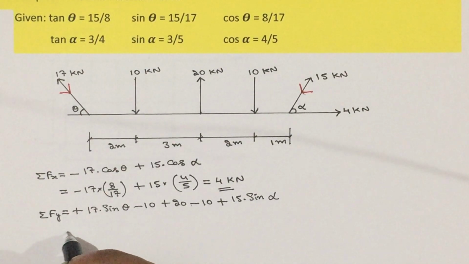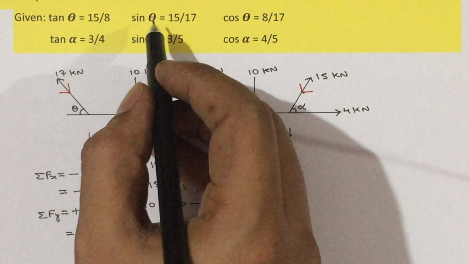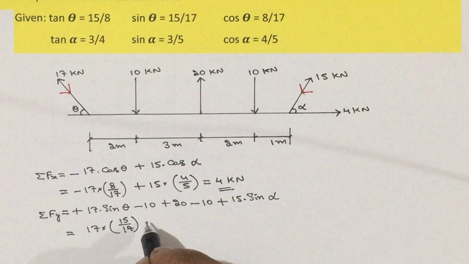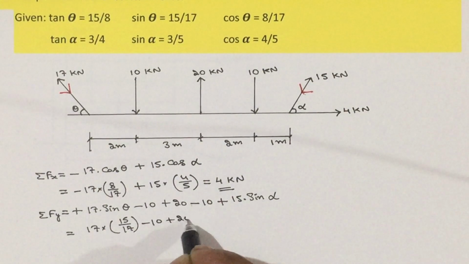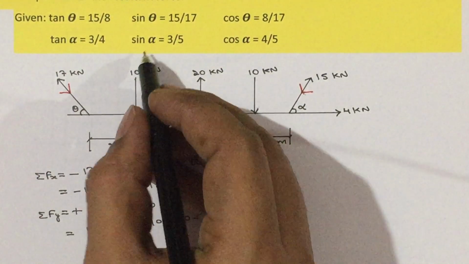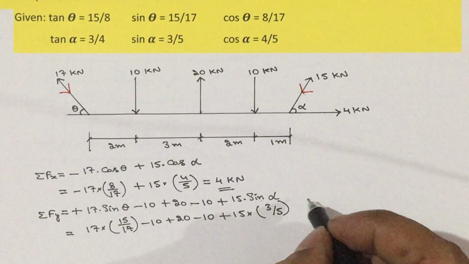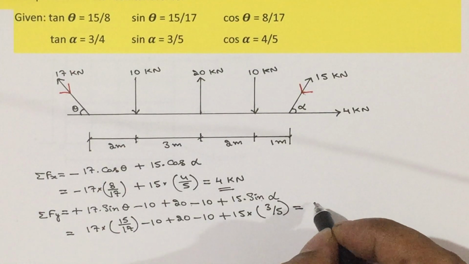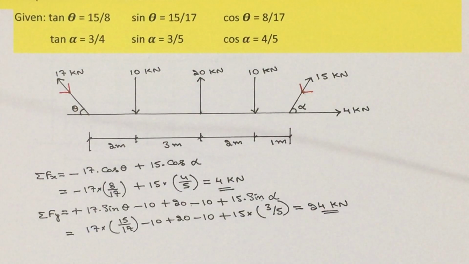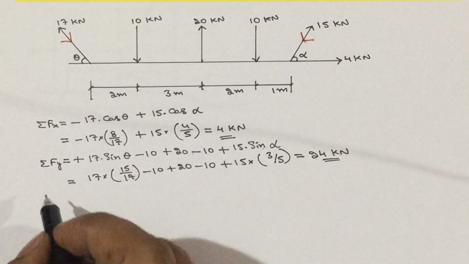So substitute the values. 17 into sine theta, which is given as 15 by 17, then minus 10 plus 20 minus 10 plus 15 into sine of alpha. Sine of alpha is given as 3 by 5. So if we calculate, we are going to get the value as 24 kilonewton. So once you get the value, you can calculate the r and theta, that is the magnitude and direction of the resultant.